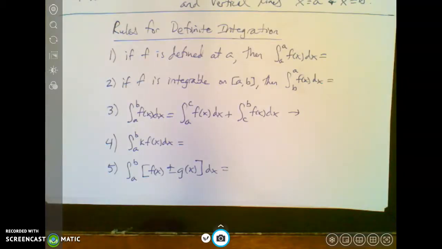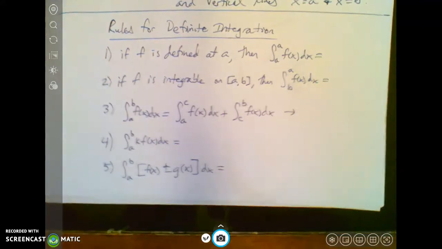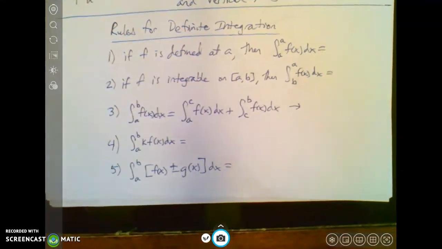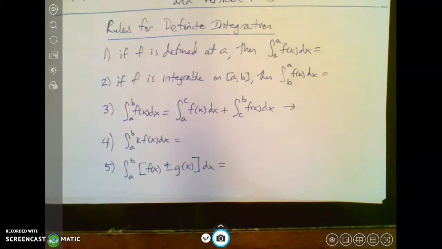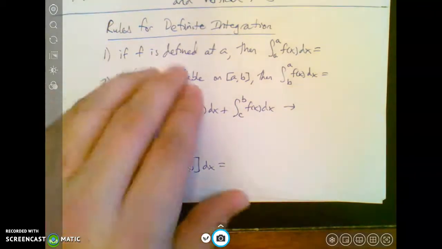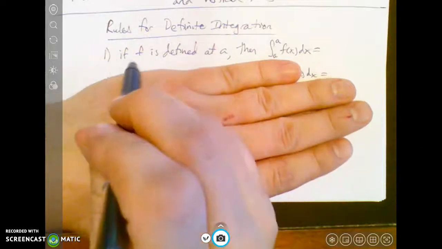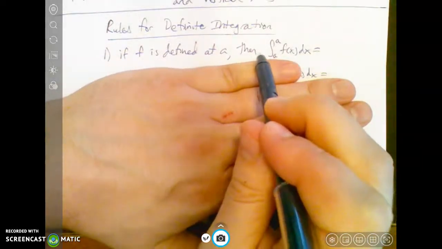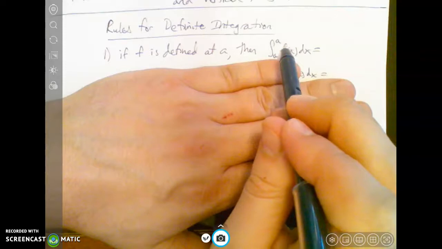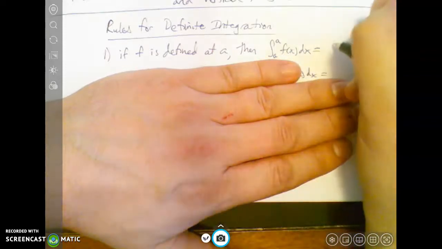All right, so here are 5 rules for definite integration, and most of them are common sense. Just pause it and write one at a time. I haven't finished it here. So if f is defined at a, then the integral from a to a of f of x dx equals 0.